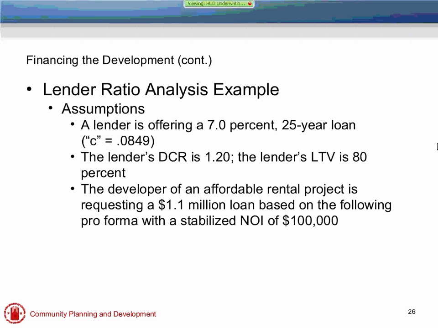So in this example, the lender is offering the 7%, 25-year loan, and the debt coverage ratio, again, is 1.20. The loan-to-value ratio in this example is 80%. So the developer of an affordable rental project is asking for a $1.1 million loan based on the following pro forma and a stabilized NOI of $100,000.